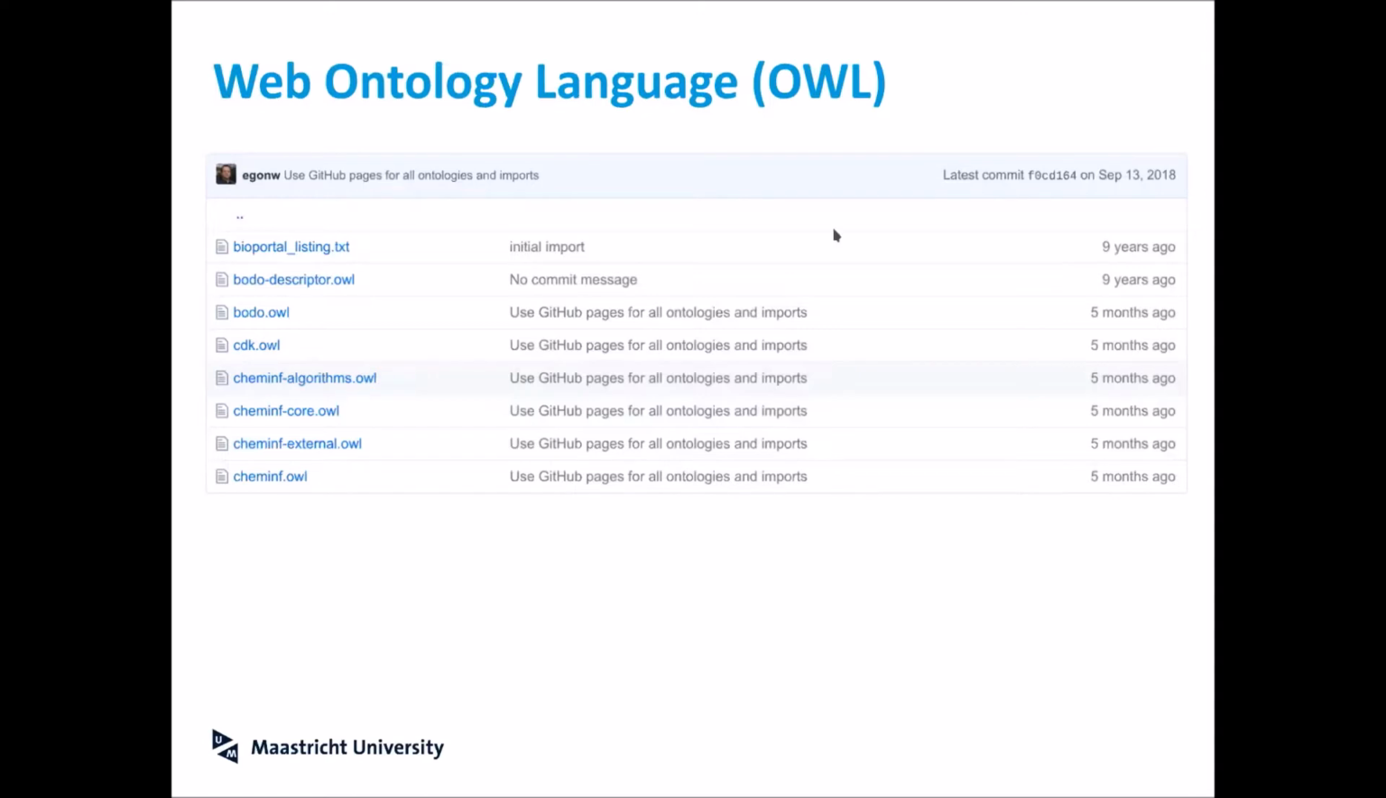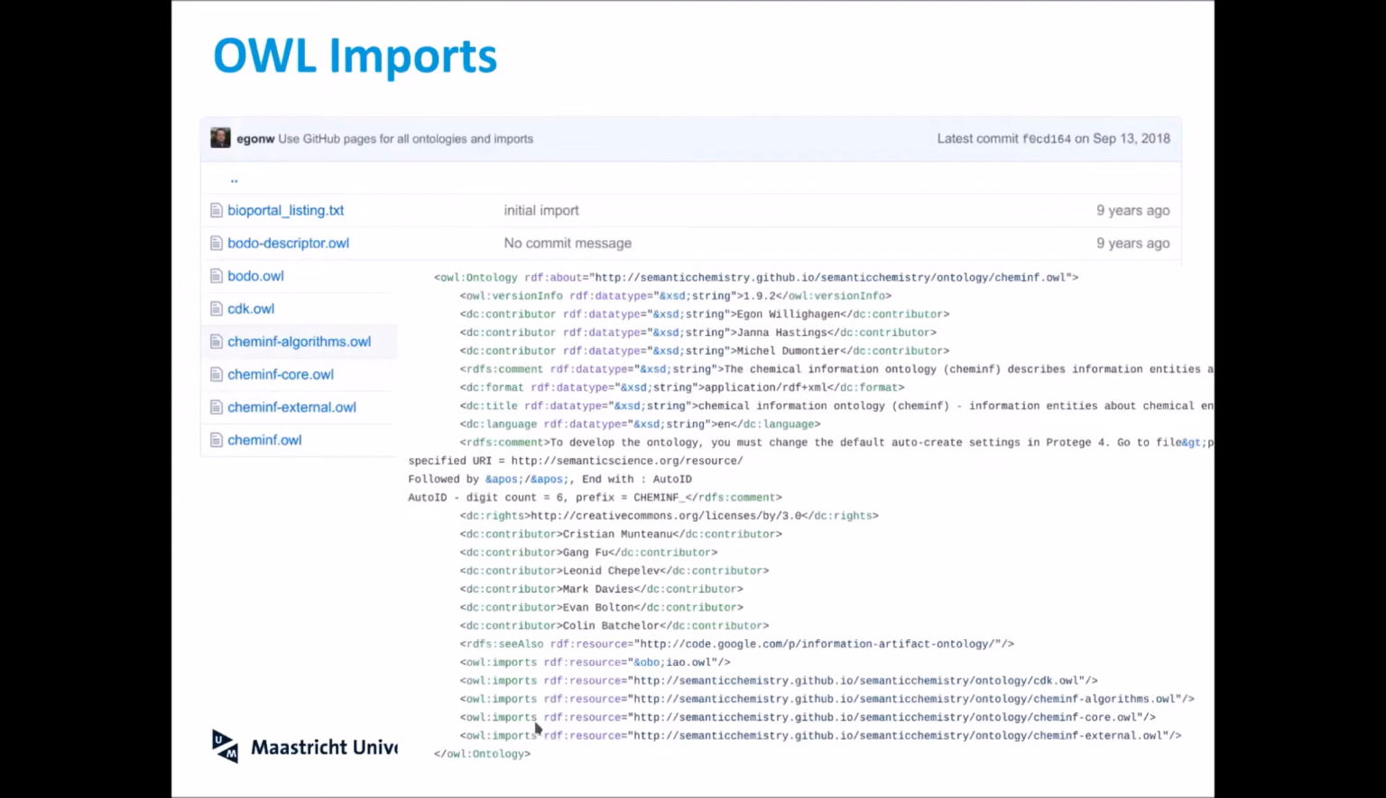So we're using the Web Ontology Language as the source. So there is no OBO there. Something about that in a second. So we're using OWL imports to get things together. So this root level OWL file actually imports OWL files as well.